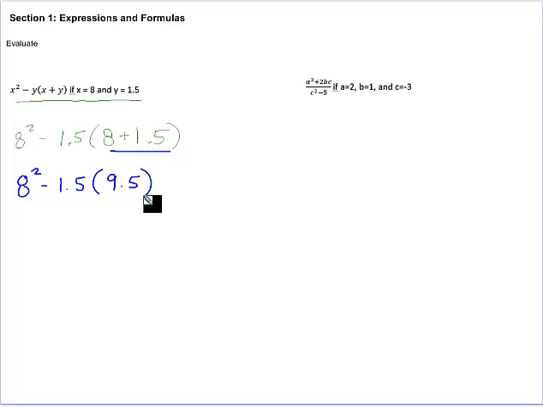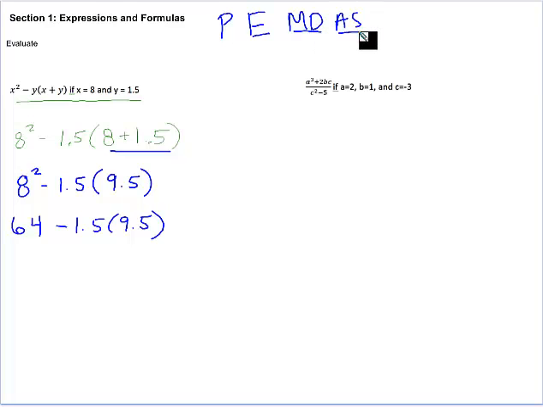Parentheses, and then the second thing you do is exponents. We have an exponent here of 8 squared. 8 squared is 64. So we have 64 minus 1.5 times 9.5. Continuing on with order of operations: parentheses, exponents, multiply and divide from left to right, and then add and subtract from left to right. So PEMDAS, or please excuse my dear Aunt Sally.